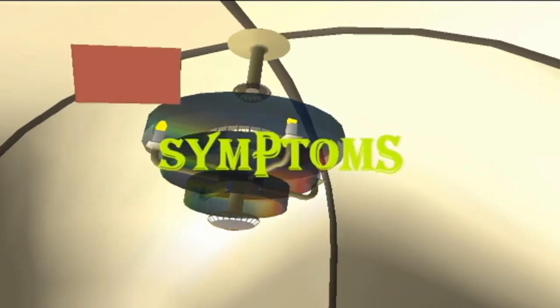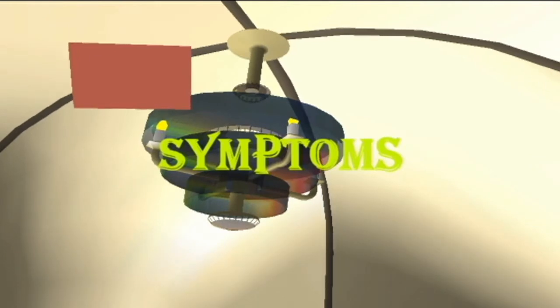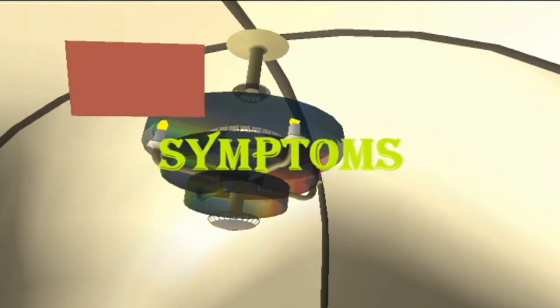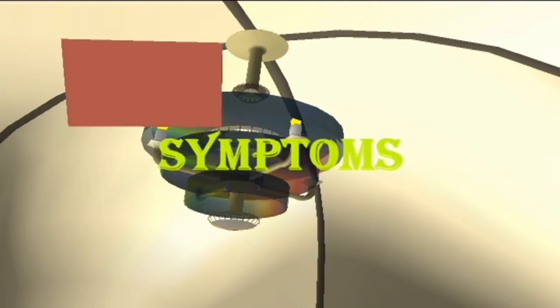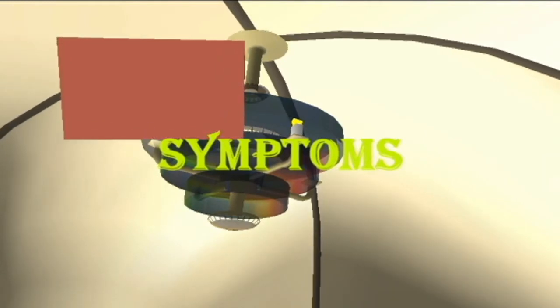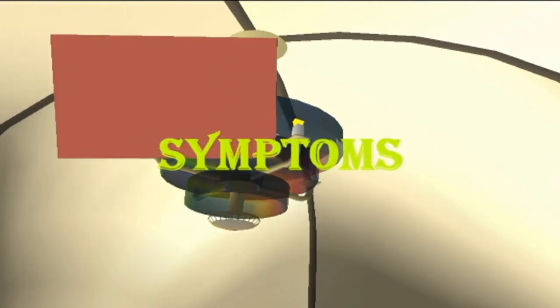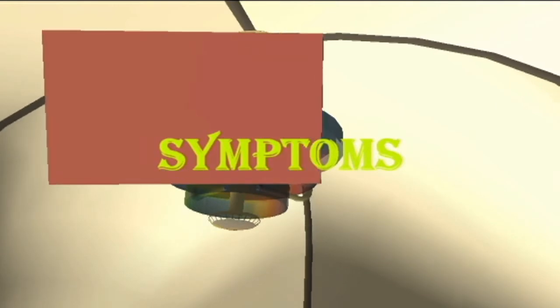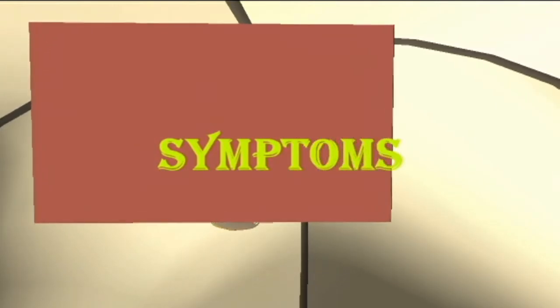Portal hypertension may decrease blood flow from the spleen, forcing this organ to grow larger to accommodate the excess blood. It may also cause hepatosplenomegaly, which is swelling of both the liver and spleen.